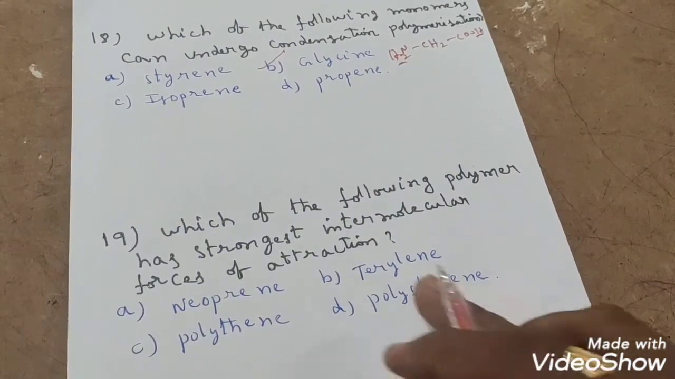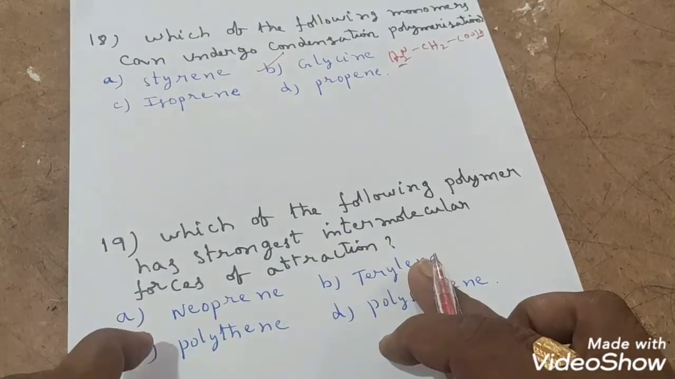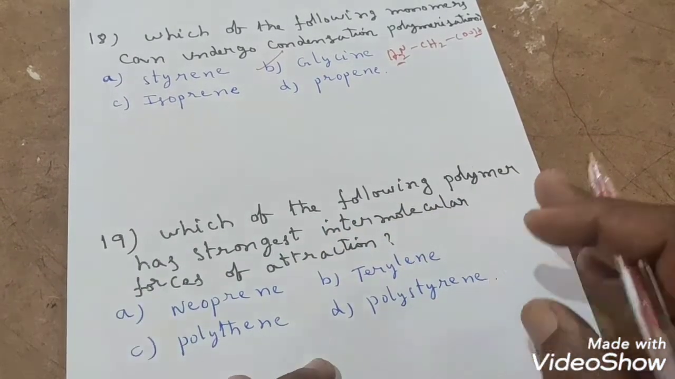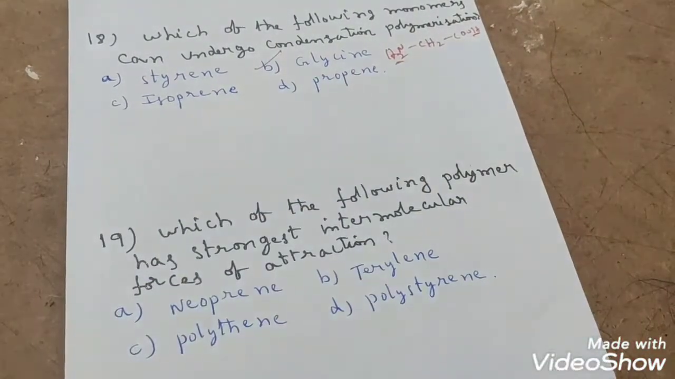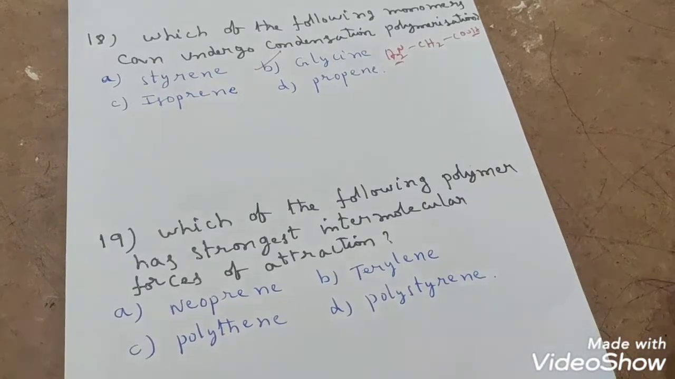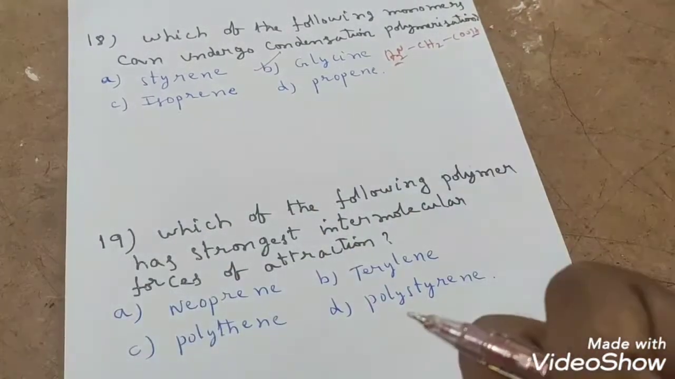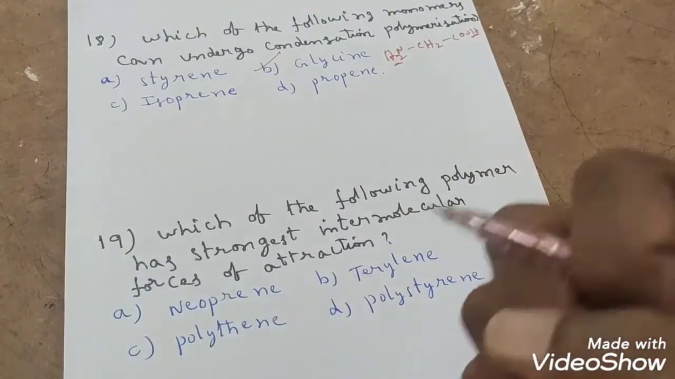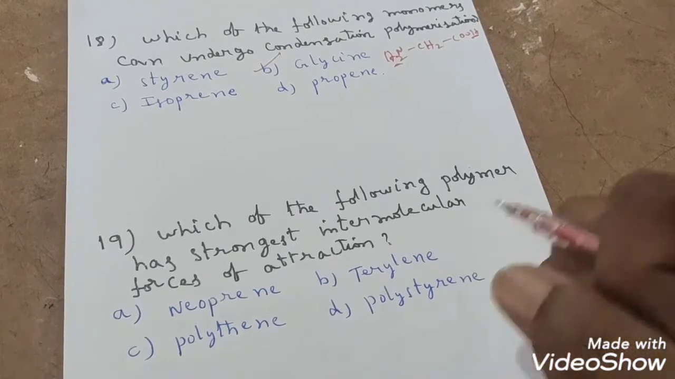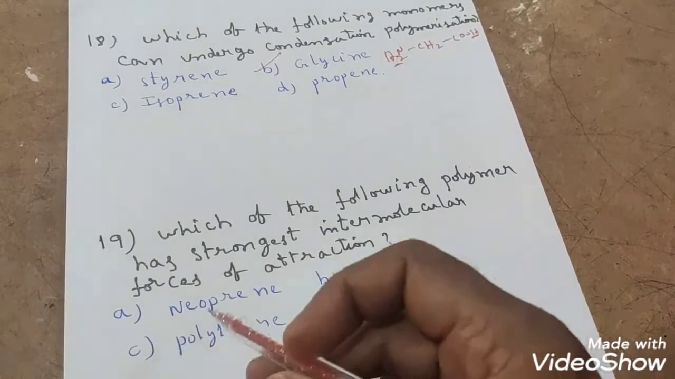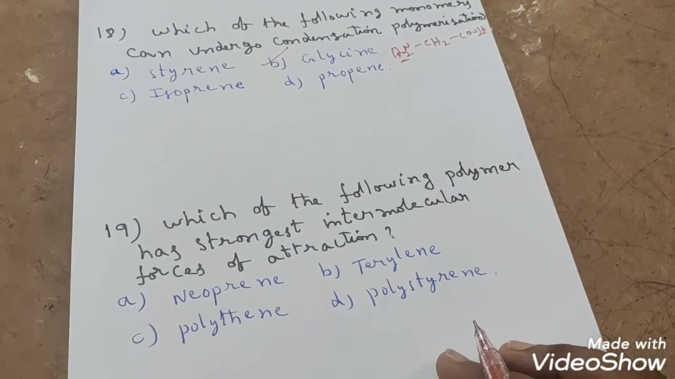And next question: which of the following polymers has the strongest intermolecular forces of attraction? So which polymer belongs to condensation polymer? That polymer generally possesses the strongest intermolecular forces of attraction, because after removal of simple molecules, the joining units possess the strongest intermolecular forces of attraction. So among the following polymers, we have to identify which is the condensation polymer.